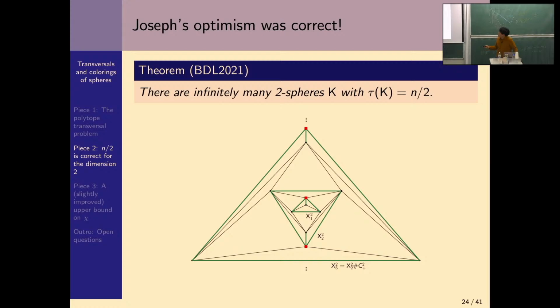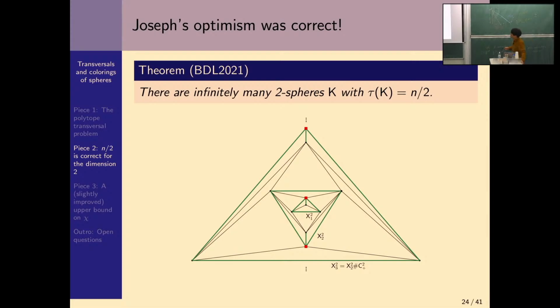So the result is the following. This statement is only for the two-dimensional case. The result says that there are infinitely many two-dimensional spheres K with transversal number of K exactly equal to n over 2.